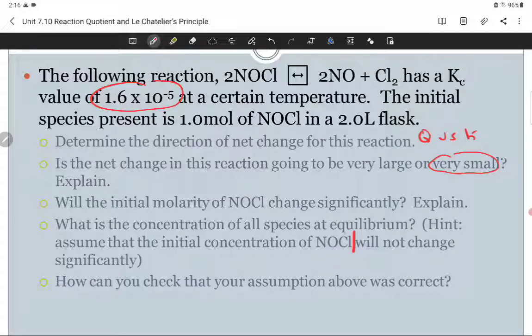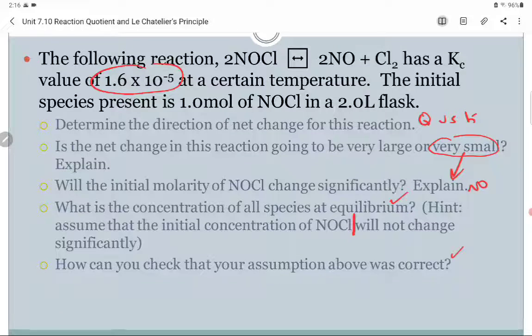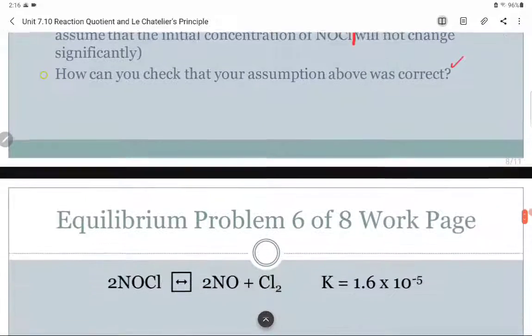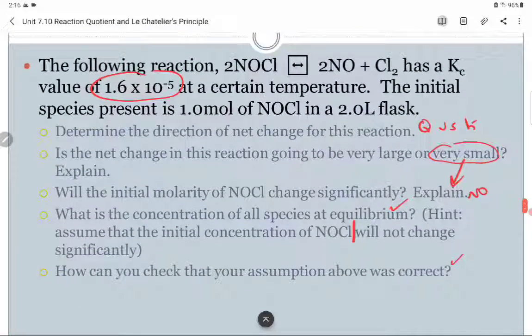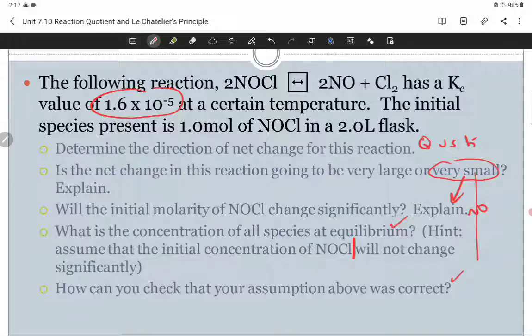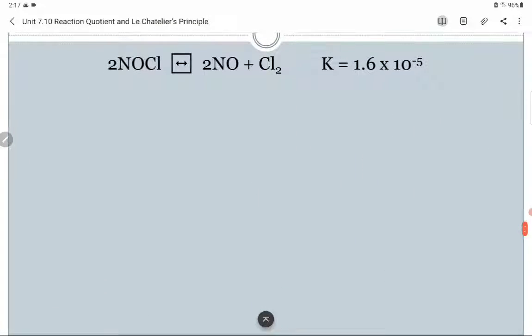Will the initial molarity of NaCl change significantly? Well, we just said no. We'll explain it as we look at an ICE table, and then we'll solve for equilibrium concentrations, and then we'll try to figure out if we were correct or not. This is going to end up being a very typical styled question. I'm going to have to get my initial amounts here. So the NaCl, 1 mole in a 2-liter container, means we have 0.5 molarity of it. Okay, so that'll give us a starting point there.